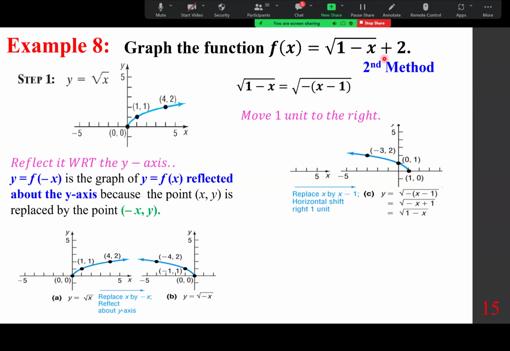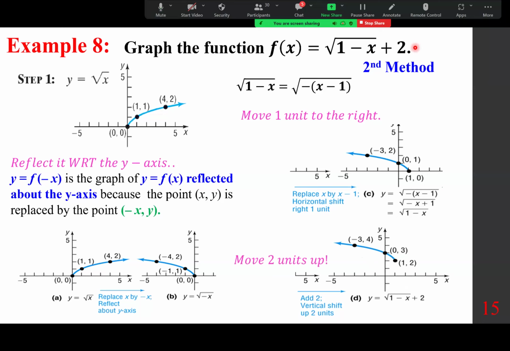And finally, move it up by 2 units. So same thing gets shifted up by 2 units. And now you have the final answer. So everything here, you keep the same x coordinate, the y becomes 2, this becomes 3, this becomes 4, 2, 3. So that's how you do the transformation.